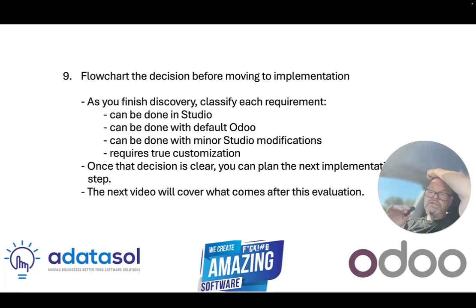All right. So once you've done all of this, then before you actually start to do implementation, you want to flowchart all of it, all of the decisions around where things are going to be customized and where they aren't, what modules are going to be used, where things are going to be customized minimally using Studio, and where things are going to be customized significantly. So that then you can come up with more of a quote around the time needed for that, and then you can plan the next step, which is configuration. And we will talk about that in our next video.